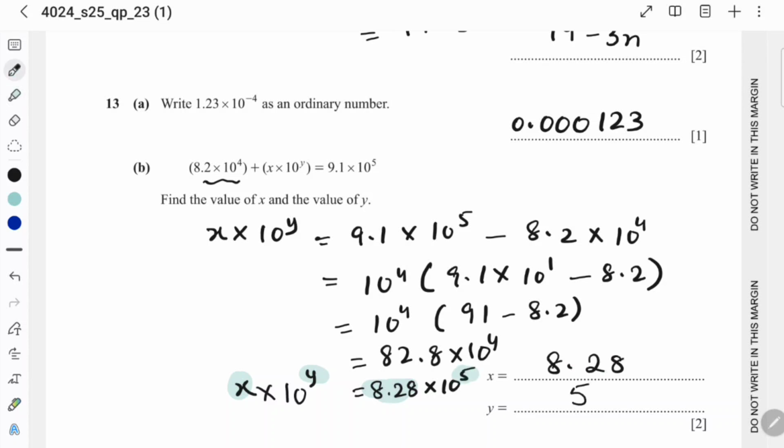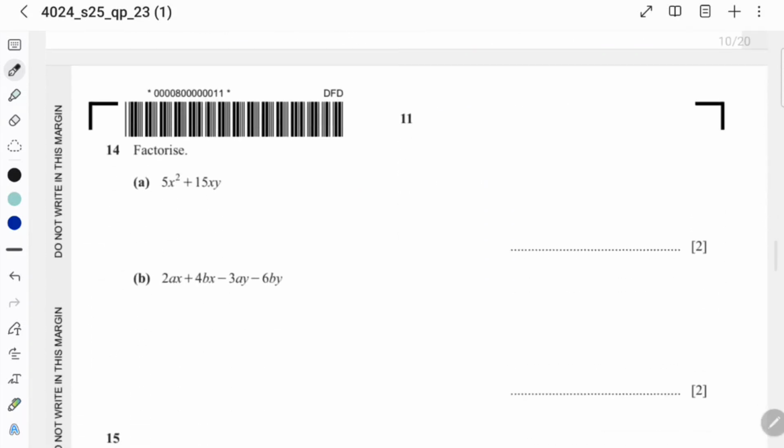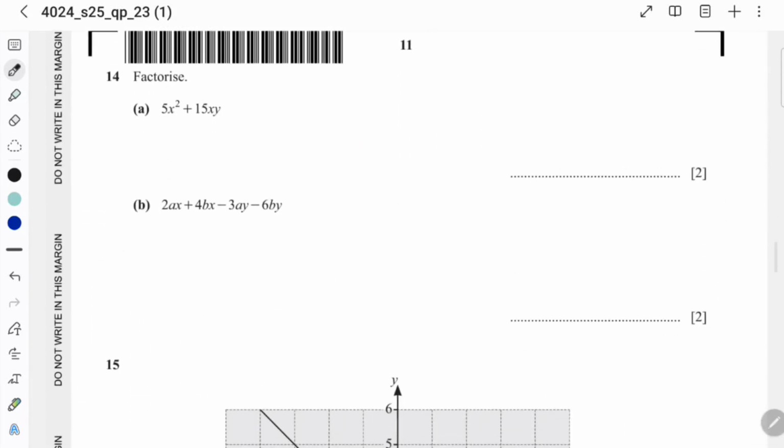8.28 and the y is 5. Alright, so go to question number 14. 5x squared plus 15xy, that is 5x common, that is x plus 3y. 5x common, x plus 3y are factorized.